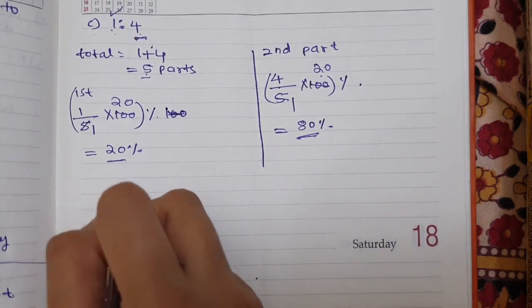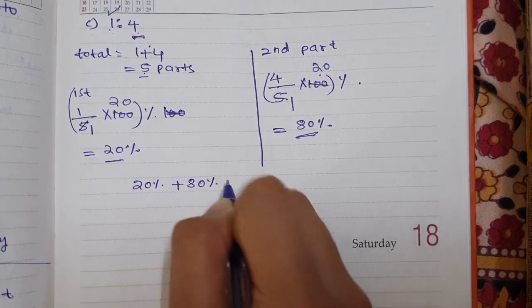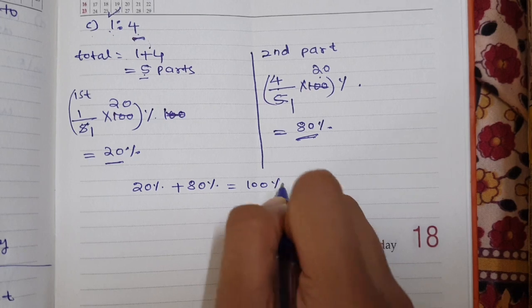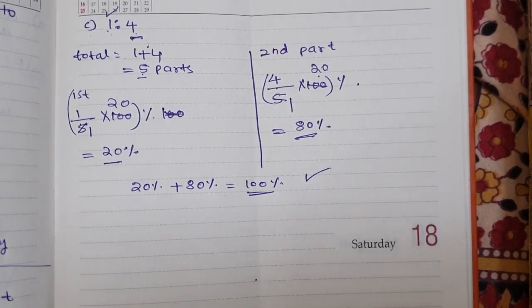Now we got the answers, but we don't know whether the answers are correct or not. So how to cross verify? Just add up all the percentages. So we got 100%. That means our answers are correct. Shall we move to the next one?